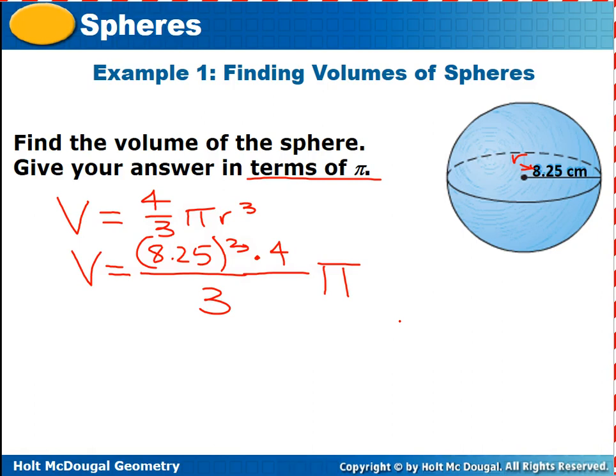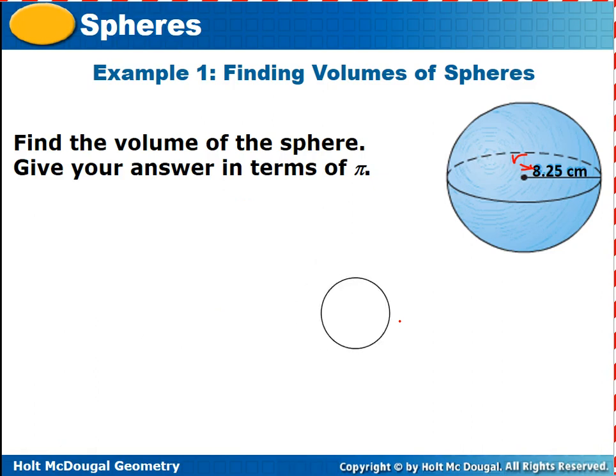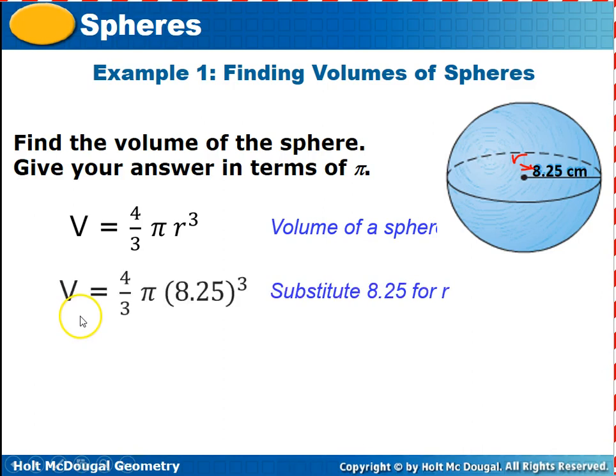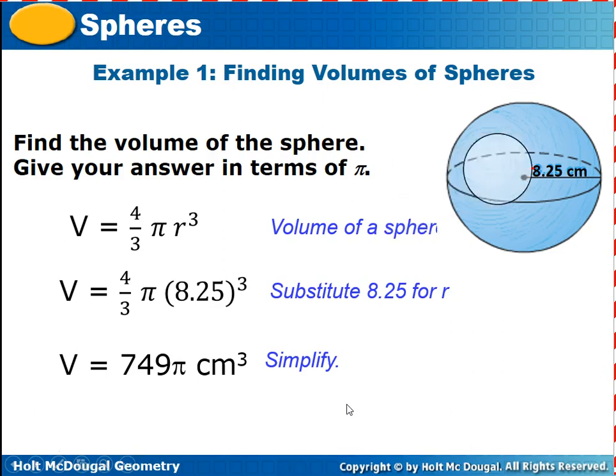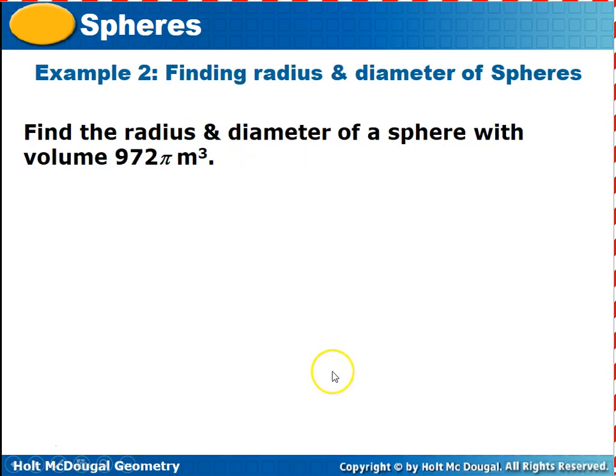So let me go ahead and show you what this would be once we do it. I'll go ahead and erase this and show y'all how this would work out when we finally finish it. So when we multiply 4 times 8.25 cubed and divide that by 3, we get 749 pi. And again, it's centimeters cubed because we're dealing with volume, and volume has to do with the three-dimensional object, so we're always going to cube our three-dimensional objects units.